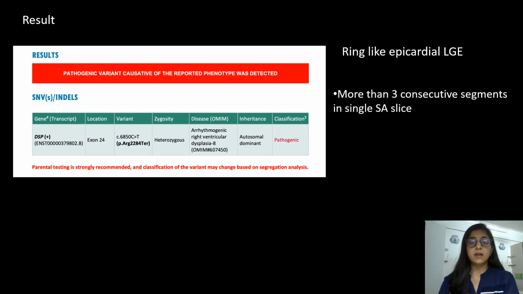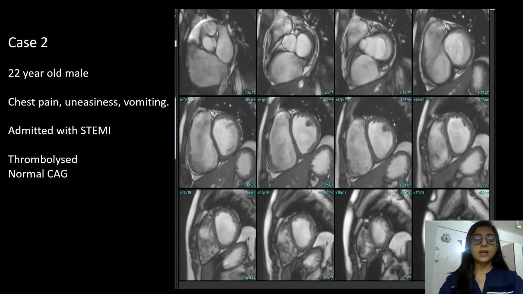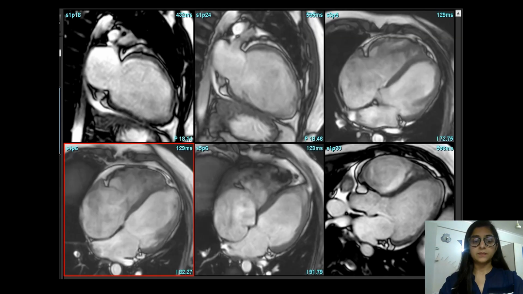On genetic study, we saw the desmoplakin gene was positive for this patient. So ring-like epicardial LGE with more than 3 consecutive segments in a single short axis slice, we should raise the possibility of a genetic cardiomyopathy. In case 2, we have a 22-year-old male patient who complains of chest pain, uneasiness and vomiting, who was admitted with ST elevation MI. He was thrombolyzed and a normal CAG was seen.